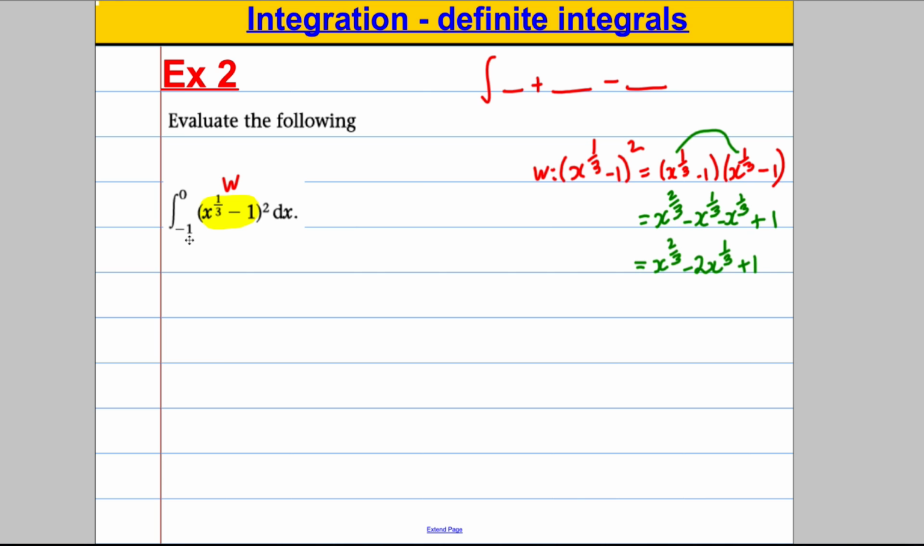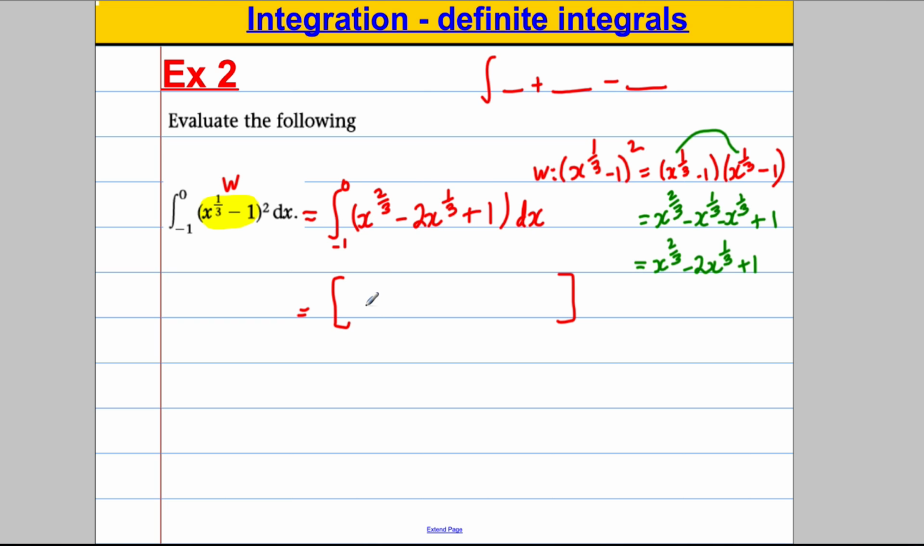So instead of integrating this, we are going to transform that into the integral between negative 1 and 0, get it in the form you want before you start doing any integration. X to the 2/3 take away 2x to the third plus 1. And don't forget with respect to x. Now we're ready to try and integrate. So this is going to be the integral. Put our square brackets around.